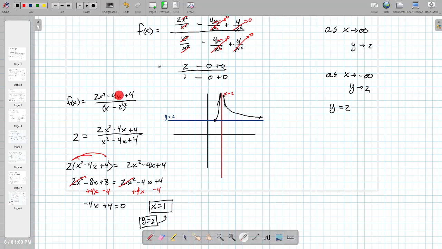We can also set our x equal to 0 to determine what our y-intercept will be. And if we do that, we would have 0 minus 0 plus 4 divided by 0 minus 2 squared, which is 1. So our y-intercept occurs here. We end up with something like this would be our curve, where we actually dip below the y-intercept. Doesn't always happen, but it does happen occasionally.